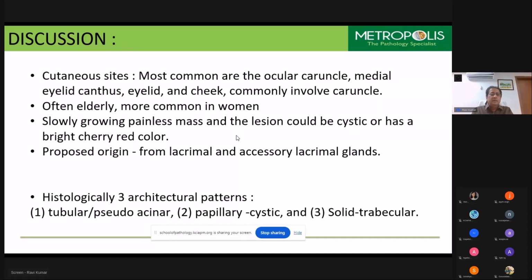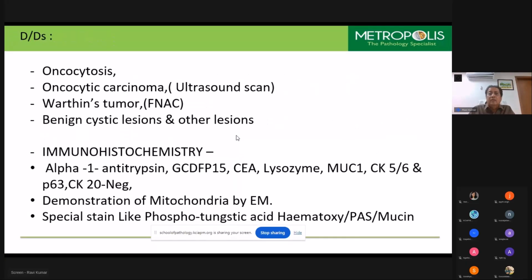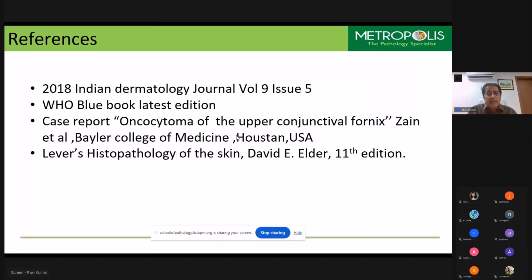I think we have to just say that this is basically an oncocytoma, that we made a diagnosis of oncocytoma with this available picture. And then we have ruled out oncocytosis, oncocytic carcinoma, and maybe Warthin's tumor. Ectopic ones can be present anywhere in the lesions of the face, up to the pharynx, in the salivary glands, where you can look at Warthin's tumor also.